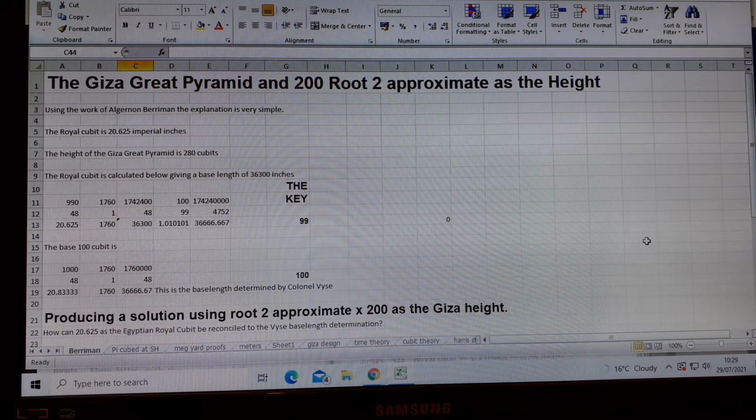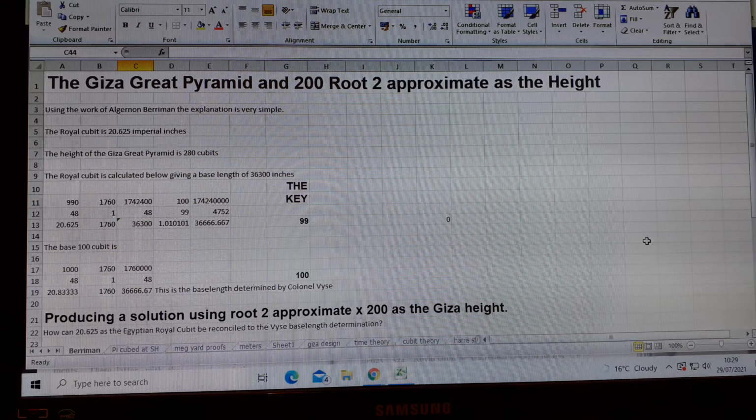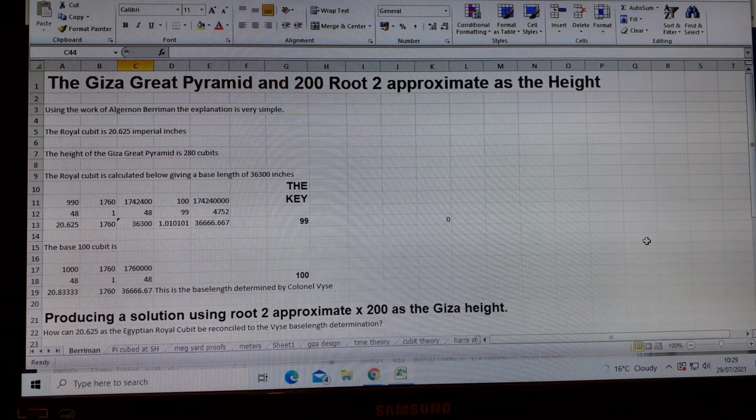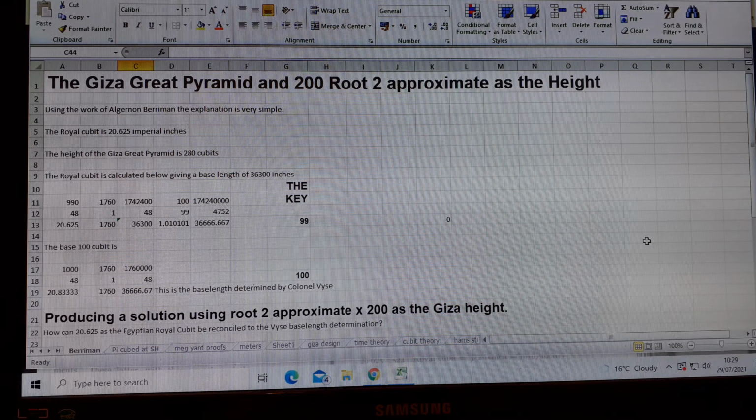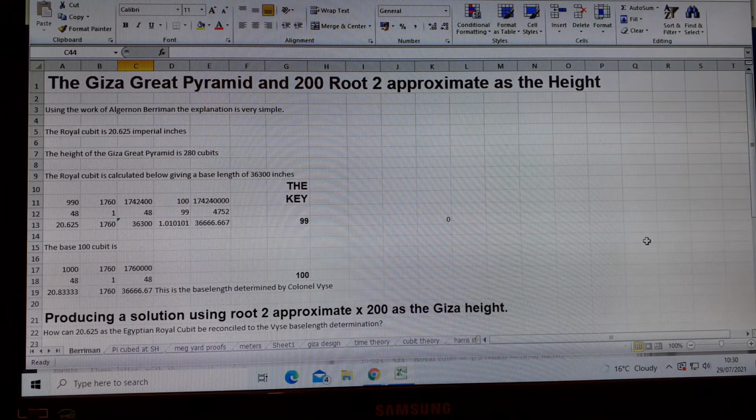As these presentations have progressed, I've talked about the Giza Pyramid being designed against the number 100 or 1,000 or 10,000 or 100,000 or a million. The base can be interpreted against all these numbers. And we're going to use the work of Algernon Berriman and his royal cubit of 20.625 imperial inches.